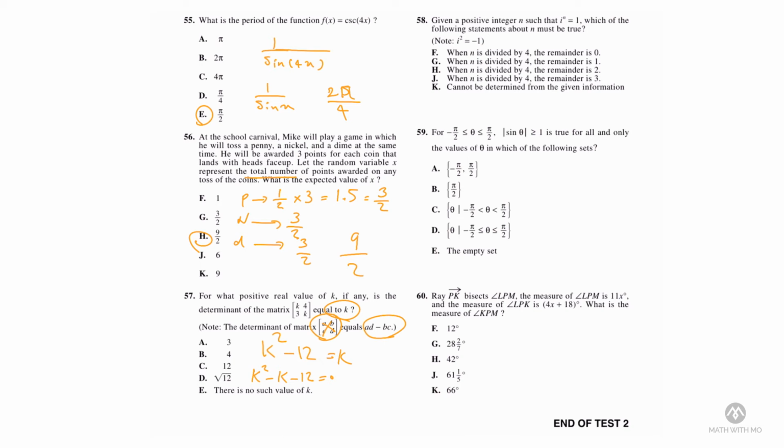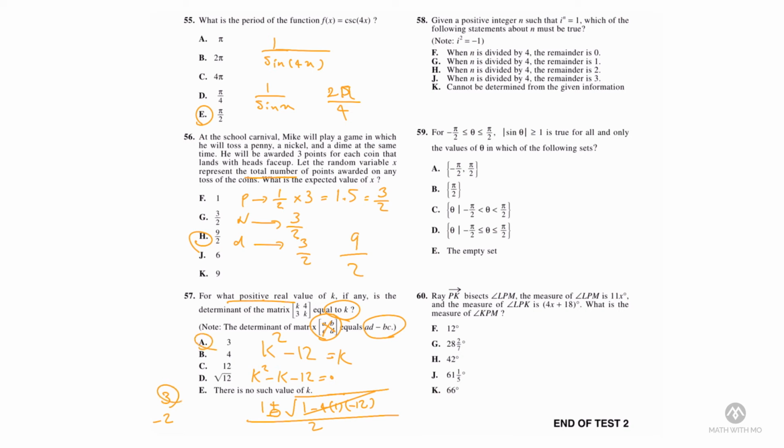You can factor it or whatever you want, but it will be 1 plus or minus the square root of b squared, which is 1 minus 4 times 1 times minus 12, over 2a, which is 2. So this is 25. The square root of 25 is 5. So 1 plus 5, 6 over 2, which is 3. Or 1 minus 5, which is minus 4 over 2, is minus 2. Because we want a positive real value, 3 is the answer.